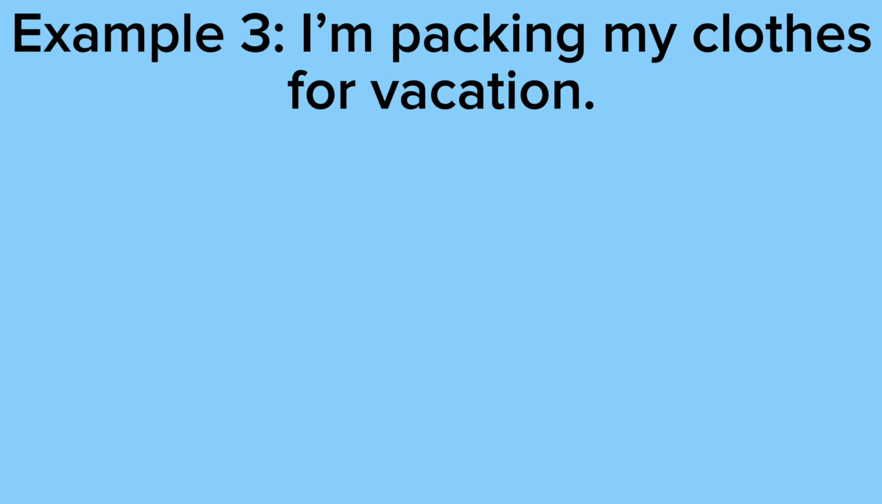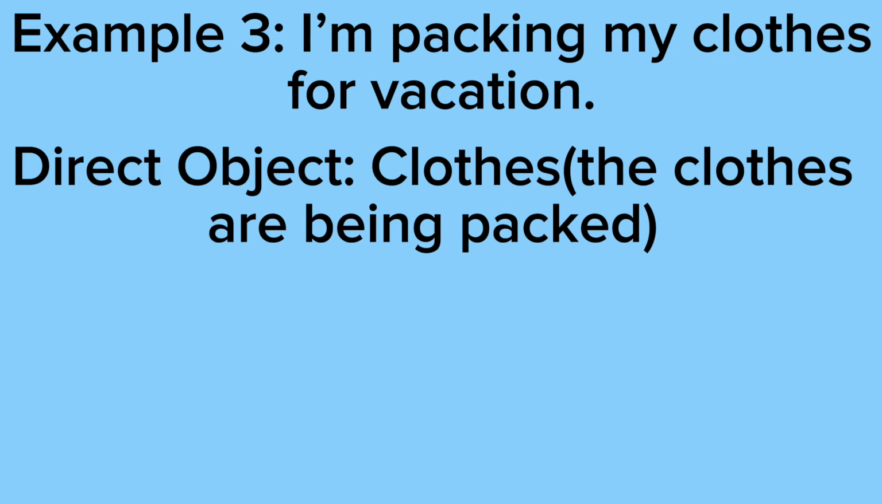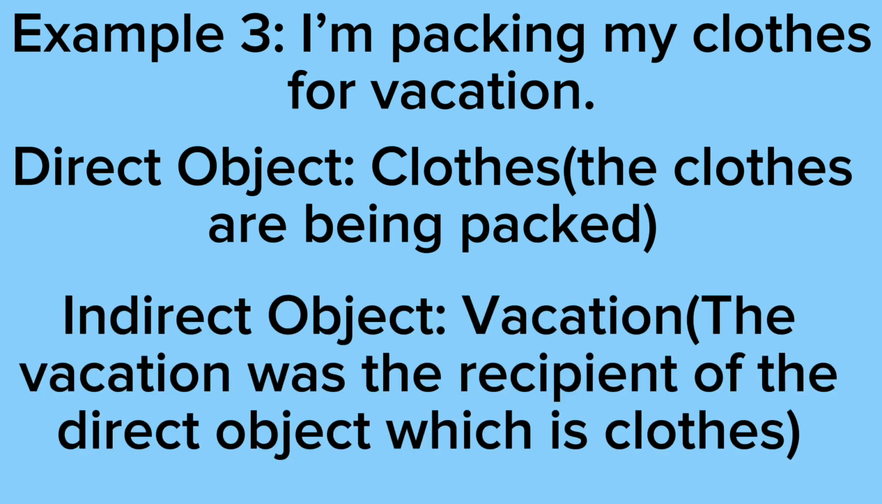The last example says, I'm packing my clothes for vacation. The direct object will be my clothes because they are the recipients of the verb, which is packing, which is also an action word. In other words, the action is being done to my clothes. They're being packed. So the indirect object will be vacation because the vacation was the recipient of the direct object, which is clothes. The object clothes were packed for the indirect object vacation.